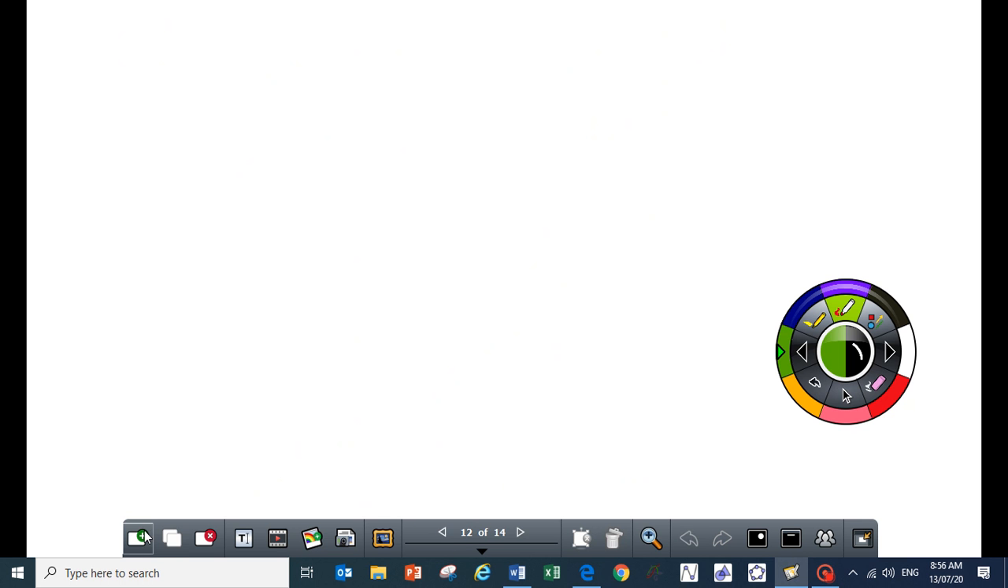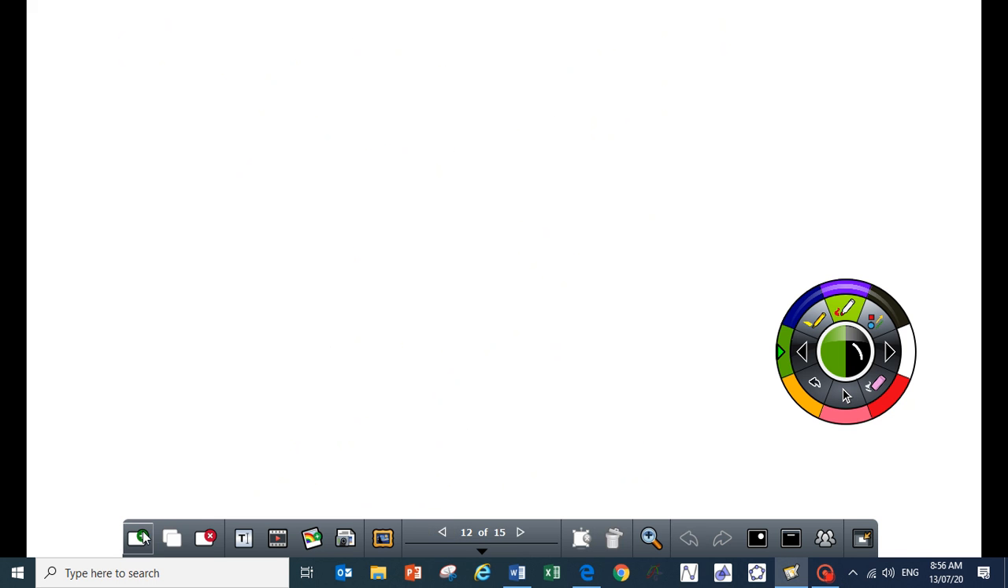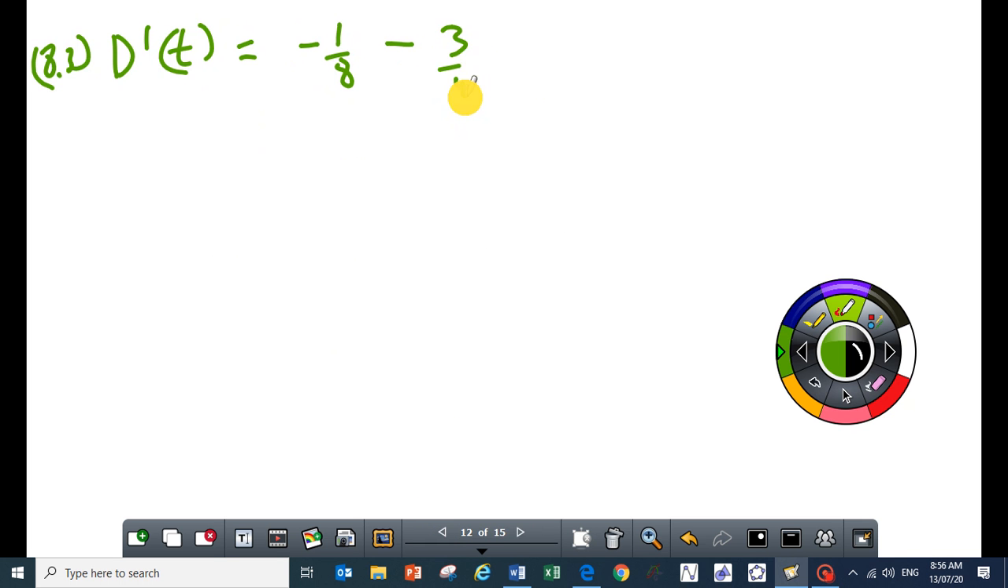So our first derivative is that one there, minus 1 over 8 minus that. I need someone to tell me that. So d prime, that's 8.3. d prime of t is equal to minus 1 over 8 minus 3 over 4 t squared. Okay? So when you substitute here, are you supposed to substitute a negative value or a positive value?